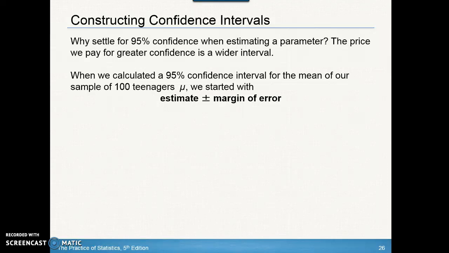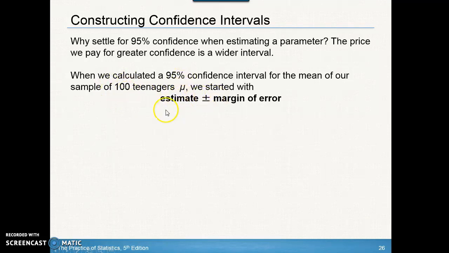A smaller interval would give us sort of a more exact area of where the true population mean or proportion would lie. But with a smaller interval, we're not capturing the true population mean or proportion as much of the time.